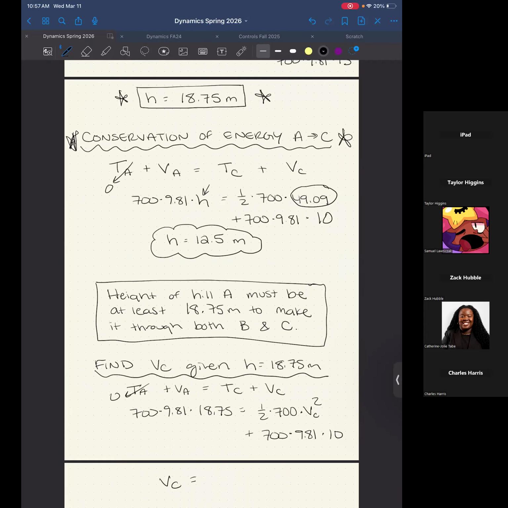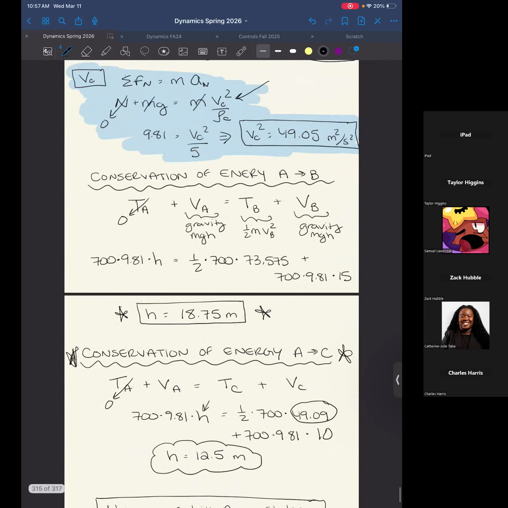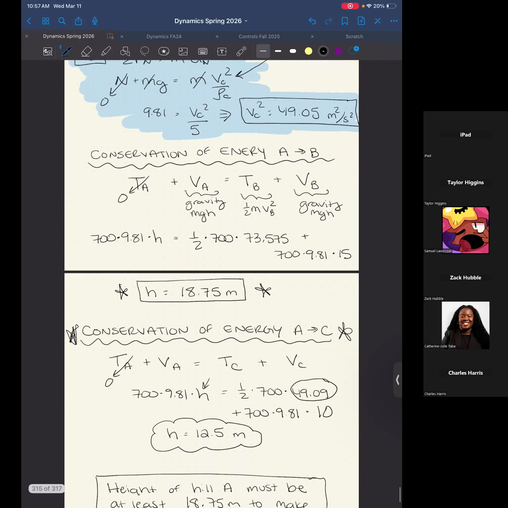Okay, there's a 700 on all of these, so I'm gonna cancel that out. So we should have 9.81 times 18.75 minus 98.1 times 2, square rooted. I'm getting VC equals 13.102 meters per second. That's what I got. Okay. And then we should get an mg.